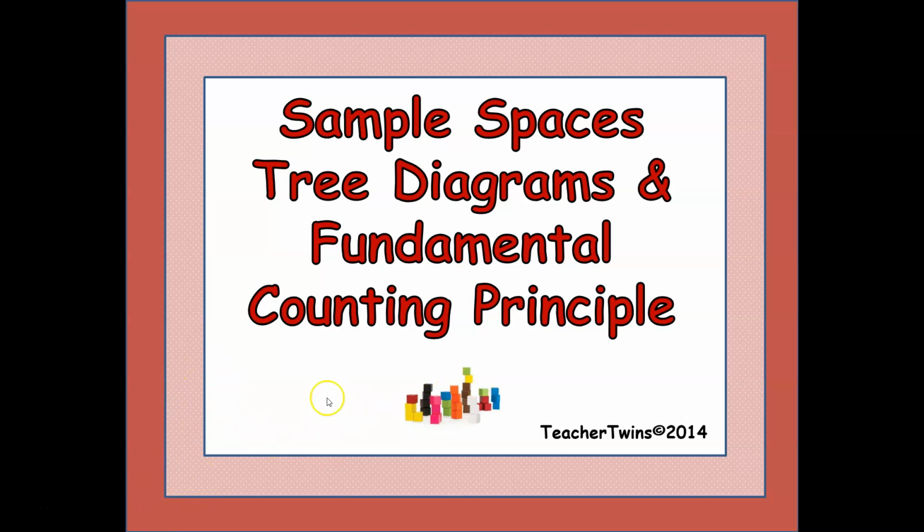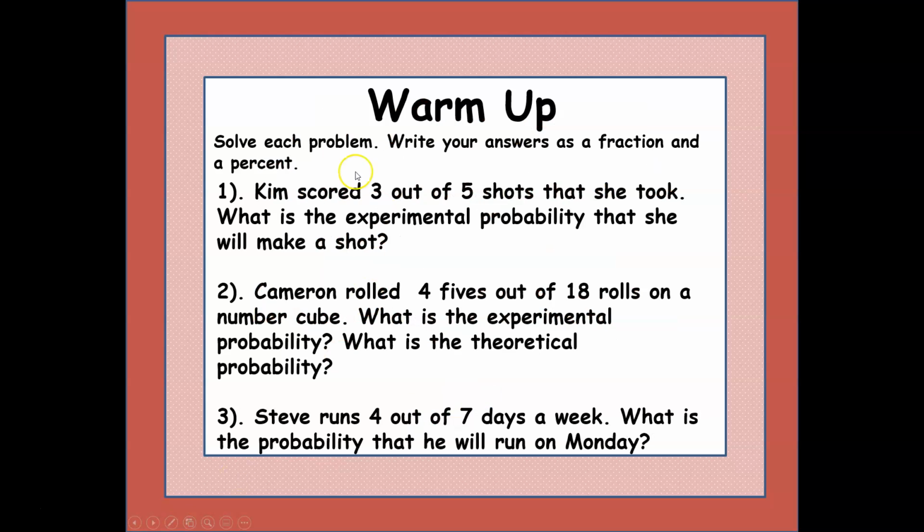Okay, so today we are going to continue our look into probability by looking at sample spaces, tree diagrams, and the fundamental counting principle. So we're going to be looking into different ways of doing theoretical and experimental probabilities. So first we're going to start with a little bit of a warm-up to help us review what we worked on yesterday, which was experimental and theoretical probability.